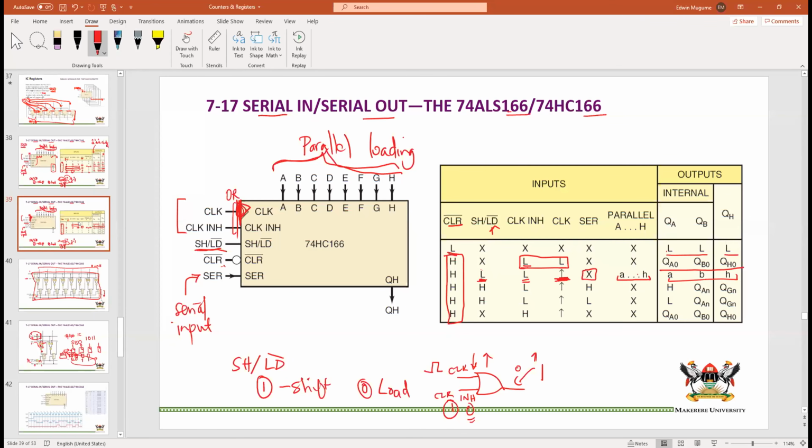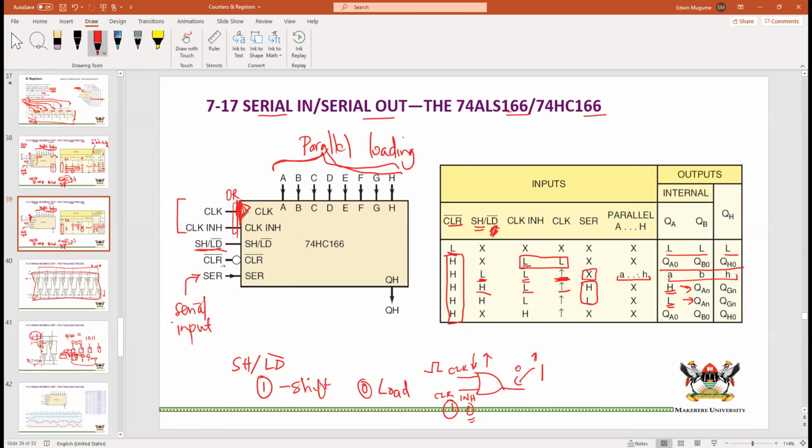If the shift is high, it means we now want to shift. If this input is high, we want to shift. We can't load unless it was low. And if this is low, we get the clock. Then we need to know what is at the serial input. If we are going to shift, we look at the serial input. It can be high or low. If it is high, the high goes into the first flip-flop. If it is low, the low goes into the first flip-flop, and the rest just shifts one position forward. As we know how shift registers work.